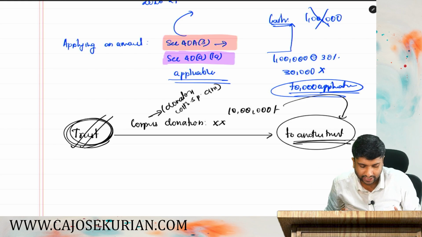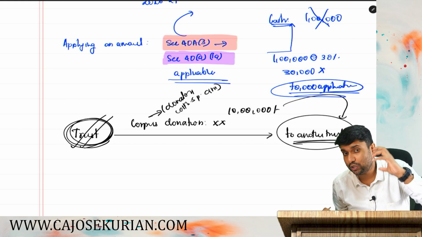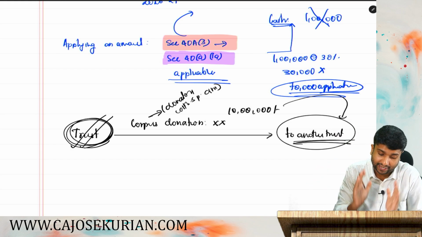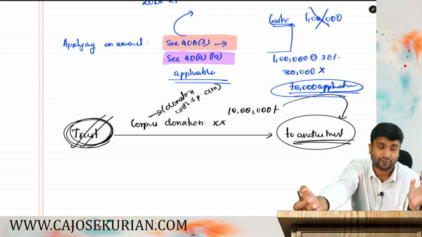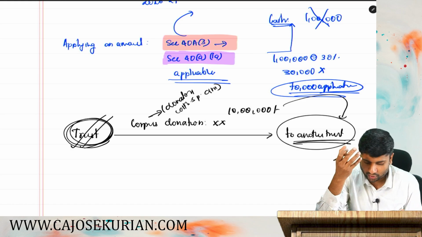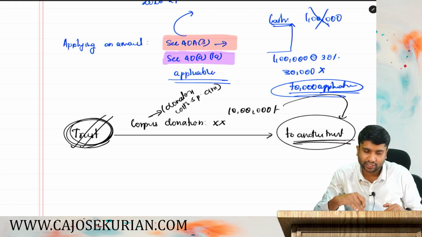So what the department says is, if a trust is giving a corpus donation to another trust, the amount donated is never allowed as a deduction or application for the donor trust because it is not taxable income in the hands of the recipient trust. Are you with me? Or you think like this, imagine the donor trust will give a corpus donation to another trust.